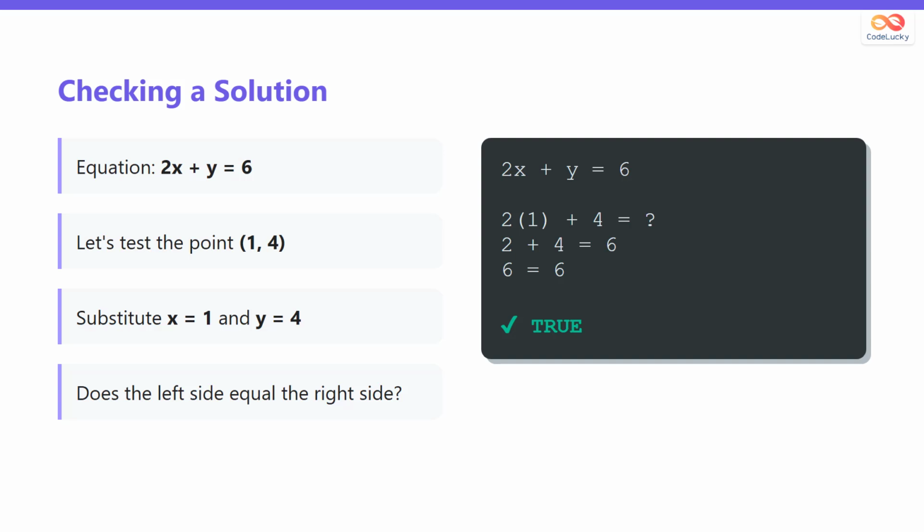Let's test an example. Consider the equation 2x plus y equals 6. We want to check if the point 1 comma 4 is a solution. We substitute 1 for x, and 4 for y. 2 multiplied by 1 is 2. 2 plus 4 equals 6. Since 6 equals 6, this statement is true. Therefore, 1 comma 4 is a valid solution.